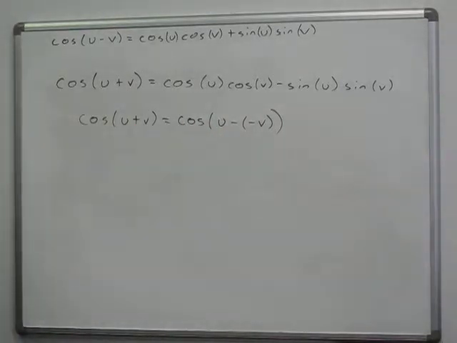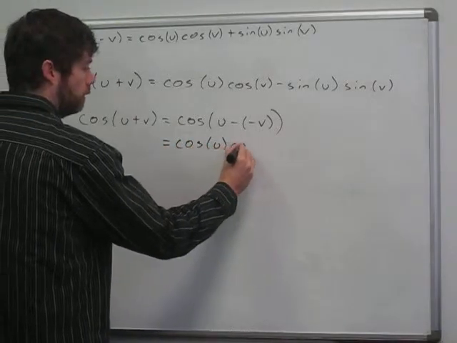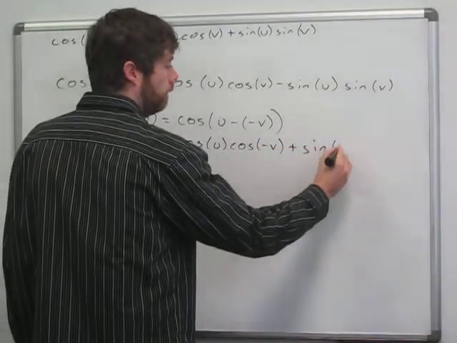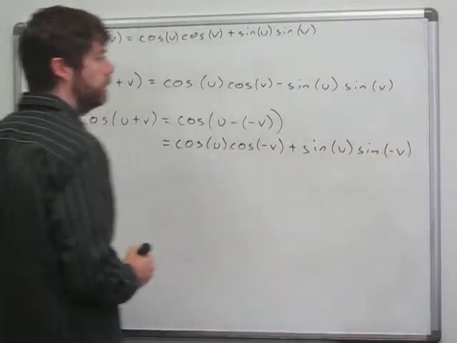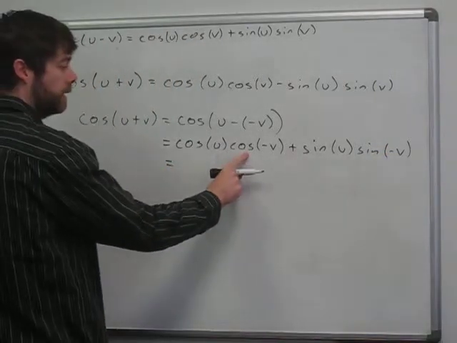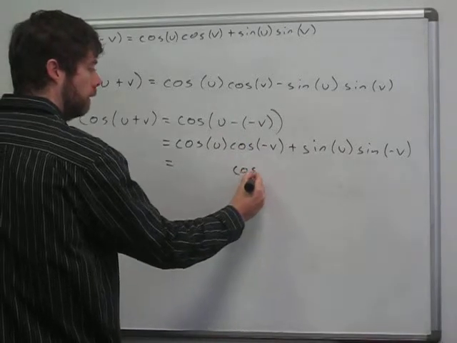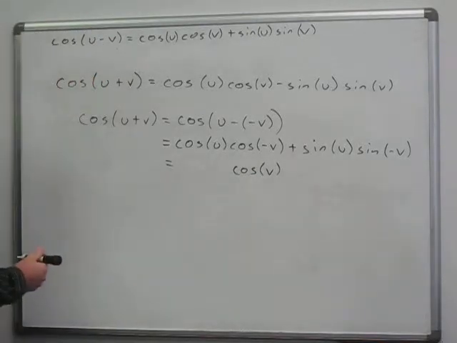So now I can use my difference formula. This is cosine u cosine negative v plus sine u sine negative v. Cosine is an even function. So cosine of negative v is equal to cosine of the positive v.